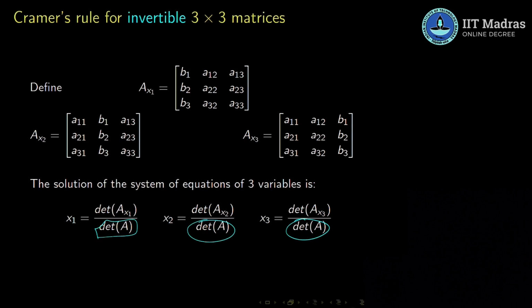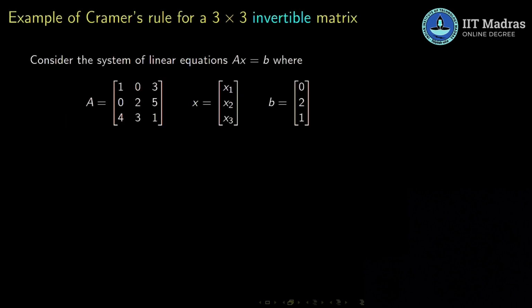So, how did we define these A subscript x1, A subscript x2, A subscript x3? So, in the first one the first column was replaced, in the second one the second column was replaced, and in the third one the third column was replaced. So, the notations should tell you which columns are replaced, because x1 means the coefficients corresponding to x1, that is the column which is replaced. So, those were A11, A21 and A31, and similarly for x2 and x3. Okay, so, this is Cramer's rule for 3 by 3 matrices, or for a system of linear equations in 3 variables. Fine, maybe let us do a quick example.